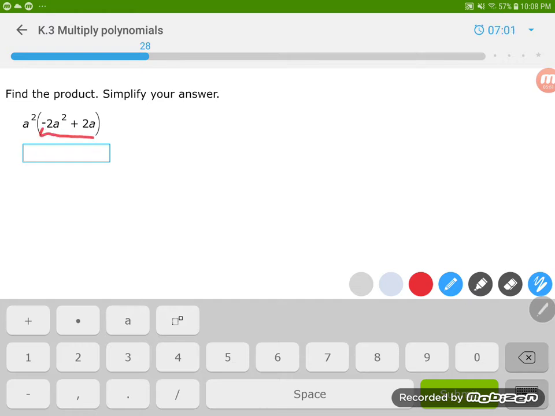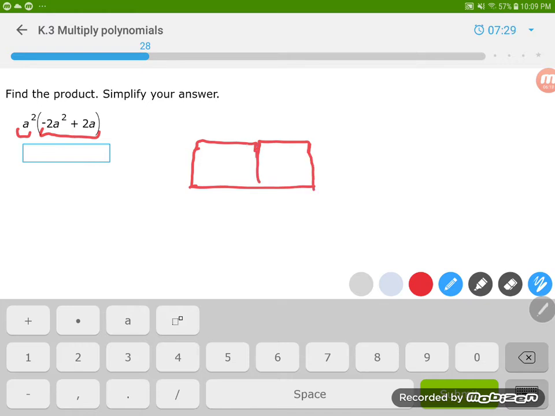Okay, let's go ahead and let's use that box method again. And remember, when I set up my box, I'm going to create a space for each term in my multipliers. So when I look at a squared, I see there's only one term, so I'm just going to create a side like this with only one space. And then I look at this multiplier and I see two terms in here. So I'm going to create a space right there and a space right there. So all in all, my box is going to look like this.